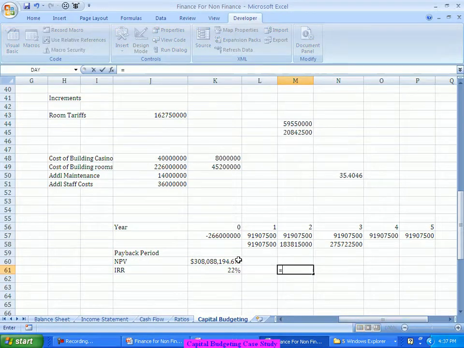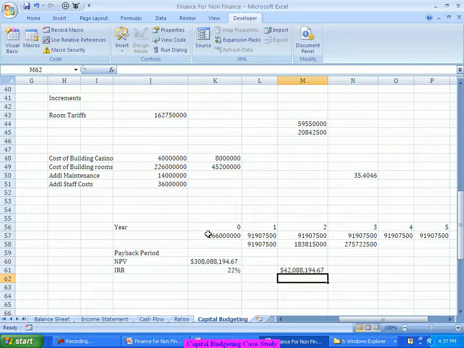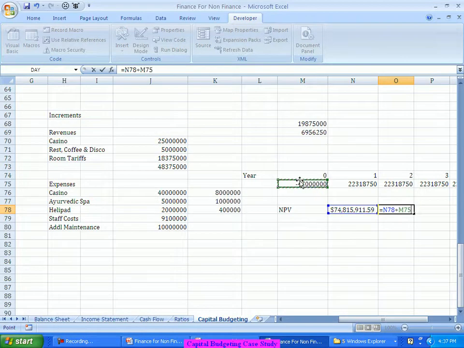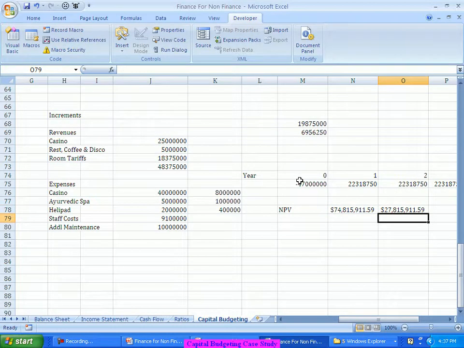Here, what is the difference? The difference is 4.2 crores. Whereas here, volume is much less. The percentage wise, it is much higher here. Number wise, it is only 2.7 crore. IRR will be more in this case.